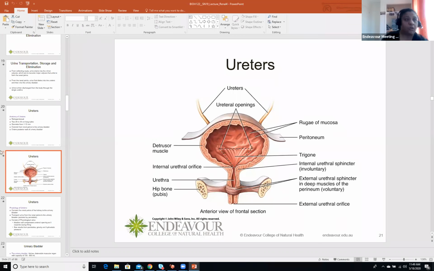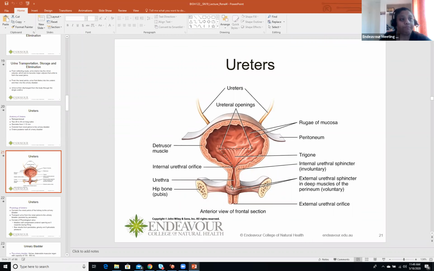Here you can see all the three structures. These tubes coming behind the bladder, posteriorly, are the ureters. This bag-shaped structure, like an inverted pear-shaped structure, is the urinary bladder. This passageway is the urethra. In females, the urethra is much shorter, only about 1 to 2 centimeters, but in men, it's much longer.